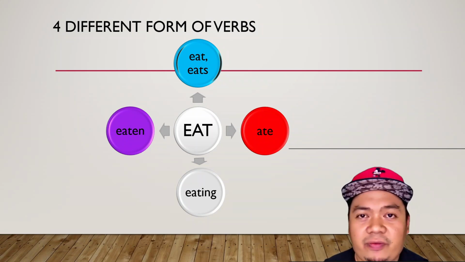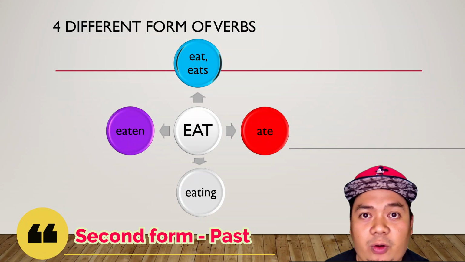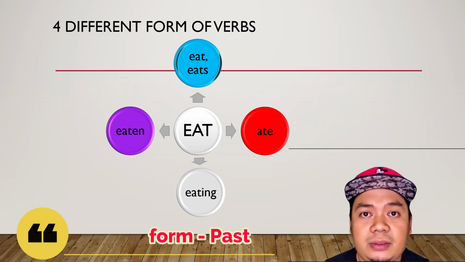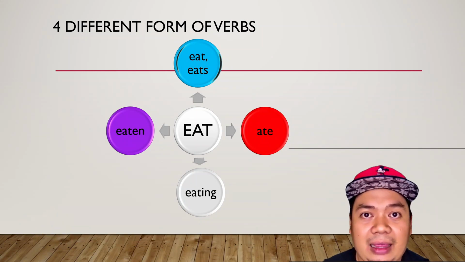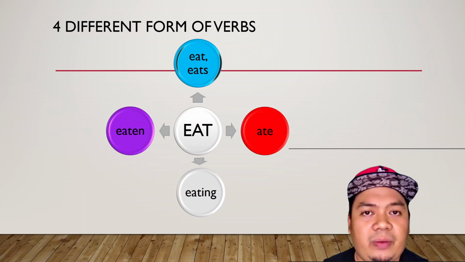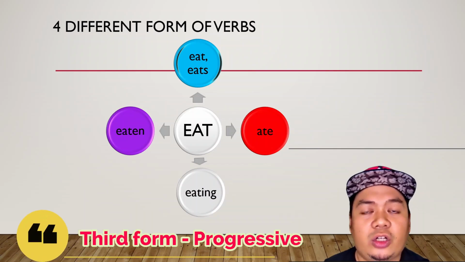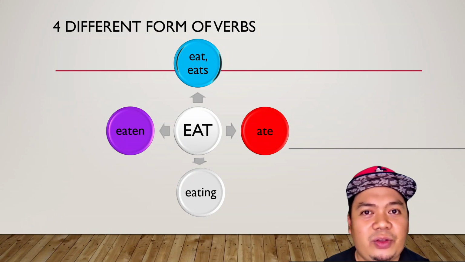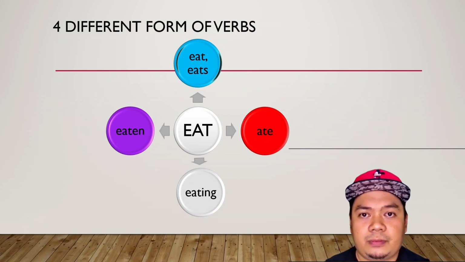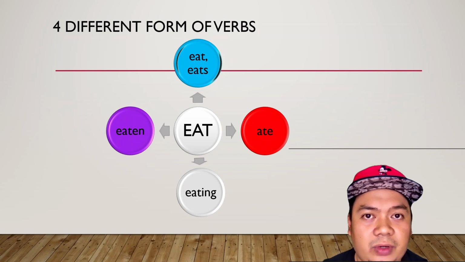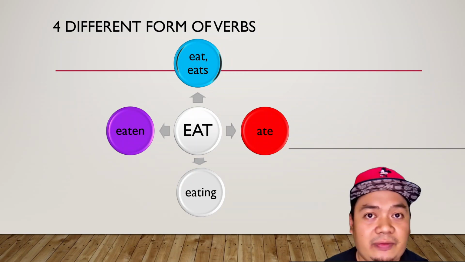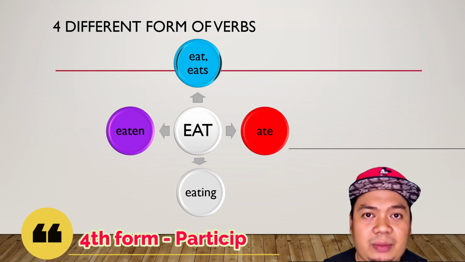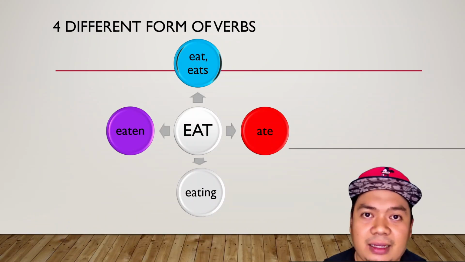The second form of the verb is the past tense form. For example, the word eat becomes ate. The third form of the verb is the progressive or continuous form. Here you have to add ing to the end of the verb. For example, the word eat becomes eating. And the last form is the participle form. The participle form of the verb eat is eaten.